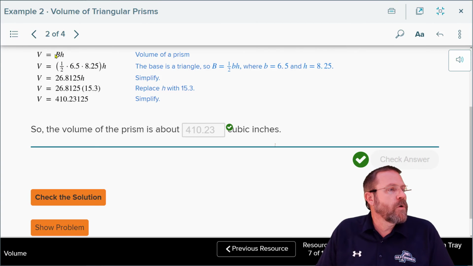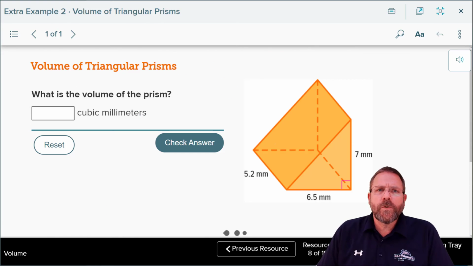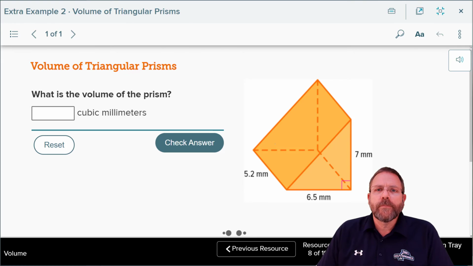Once again, I don't like them including the whole base area into the other formula, finding it there. Do those as two separate parts. Once again, it's going to be your turn. Go ahead and pause the video and work on this problem on your own.